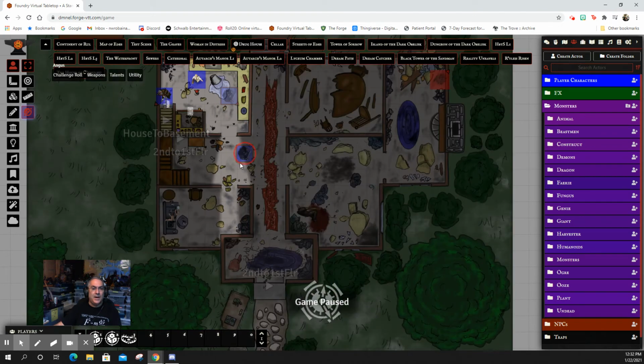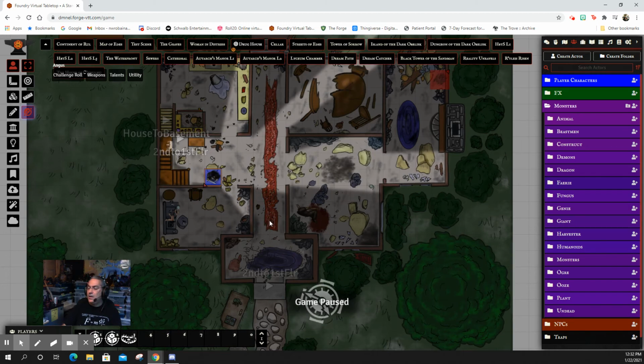I made that happen by another module that I had loaded to my virtual tabletop. And it's a teleport module, which you can set parameters to have when anybody steps in a certain square, their token is teleported from that square to another square that you predefine. So I predefined this square to teleport to this square.